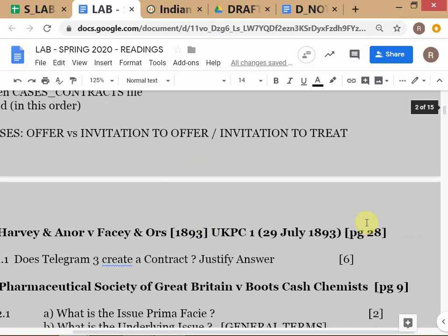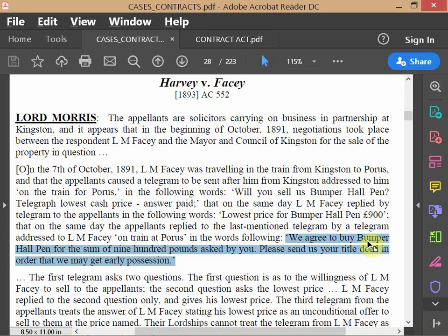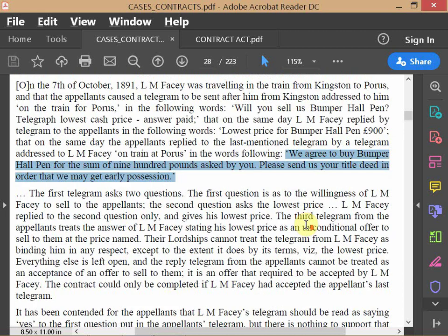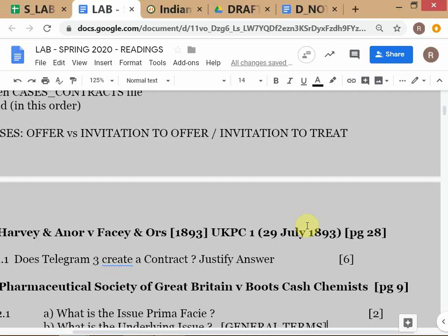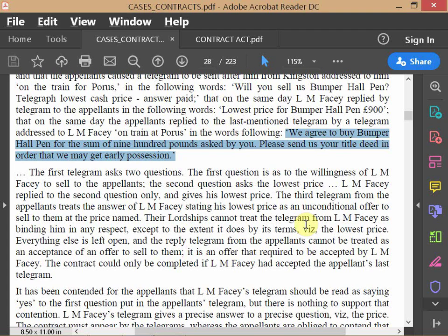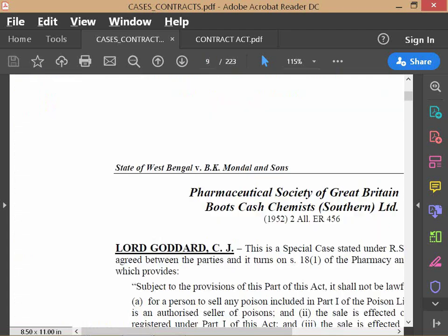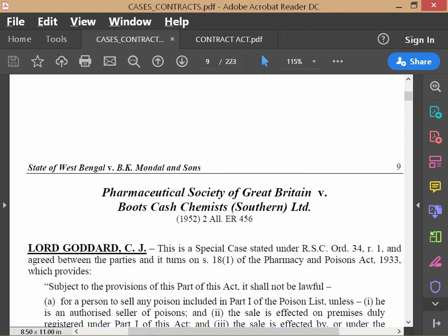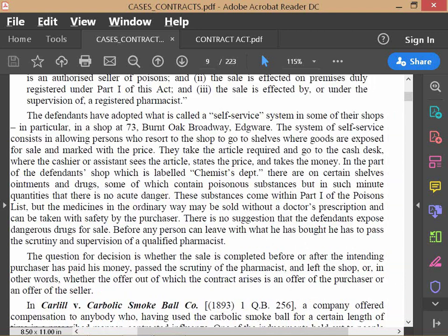So Harvey versus Facey is page 28. This is already going to be released to you tonight. And you find out where Pharmaceutical Society is, page 9. So you go to page 9 and read this case, and then you have to try and understand this question. What is the meaning of underlying issue and issue prima facie?